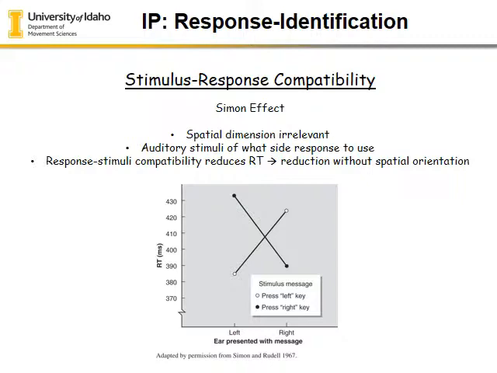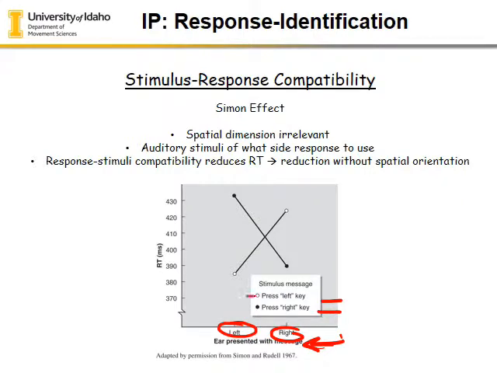And then we have this idea of the Simon effect, and that's a spatial dimension of irrelevance, where the auditory stimulus is deciding which response to use. And so the response compatibility reduces the reaction time, and that's reducing the spatial orientation. So what we have here on this bottom graph is the ear presented with the message, and then you have a reaction time, right? And so the idea is if the message is presented in the left versus the right ear, you are supposed to press the left key or press the right key, okay?